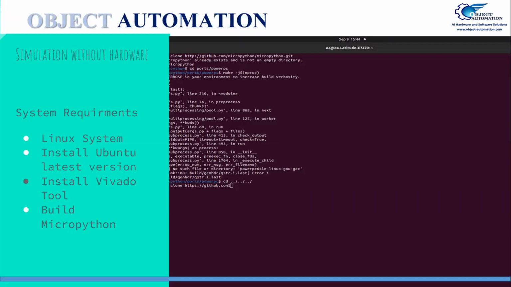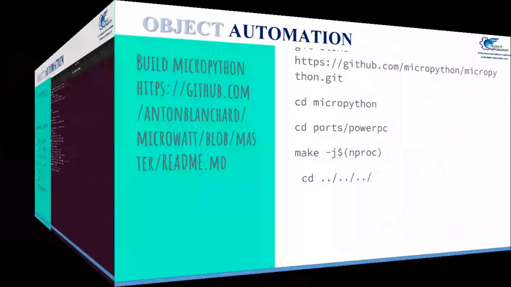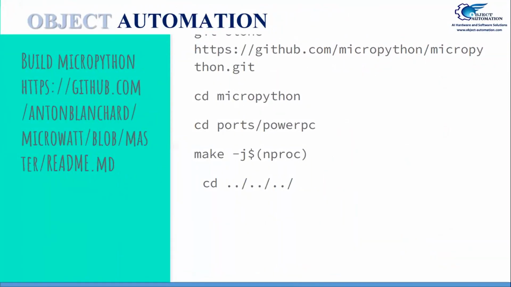First, the system requirements: a Linux system, with Ubuntu, whatever the latest version is, installed, and the Vivado tool also installed. Then we'll build MicroPython. As Devati madam was talking, we can do the coding through C or Python. So here we'll create a MicroPython code, and this is the process where you can build MicroPython.